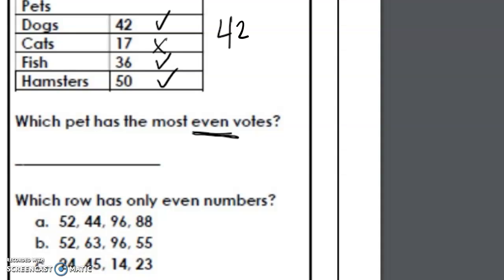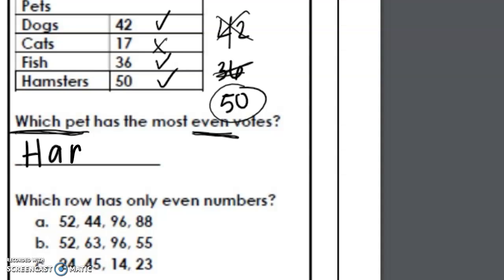We have 42, 36, and 50. Let's see. Well, we know 36 is the lowest number. Which is higher, 42 or 50? Yeah, that's right, 50. So which pet is what our question is asking? So is 50 our answer? No, it's not. Hamsters is going to be our answer. Because that is the pet that has the most even votes.